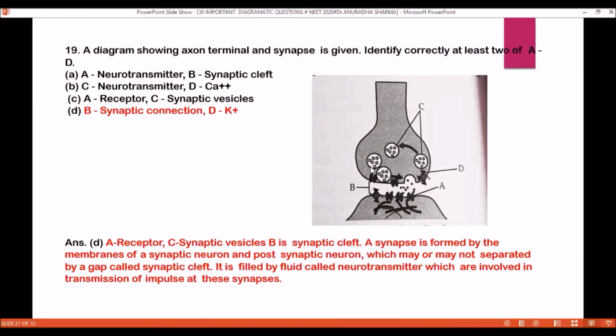is the synaptic cleft. A synapse is formed by the membrane of presynaptic neuron and postsynaptic neuron, which may or may not be separated by a gap, and this is known as synaptic cleft. So it is basically filled with a fluid, and neurotransmitter is involved in transmission of impulse at these synapses. So the option, that is B, synaptic connection, and D is potassium ion, is correct.